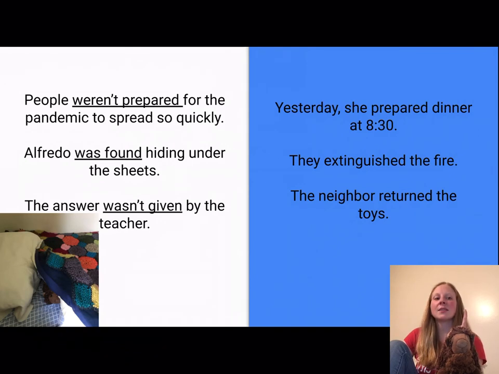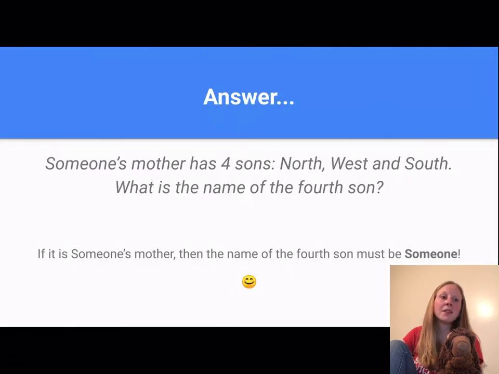So let's look at these last three. I want you to try them. The first one, yesterday she prepared dinner at 8:30. Well, I don't know who she was, and it doesn't really matter. The thing that was important is that yesterday dinner was prepared at 8:30. Number two, they extinguished the fire. Another way to say this would be the fire was extinguished. And the last one, the neighbor returned the toys. So, the toys were returned by the neighbor.